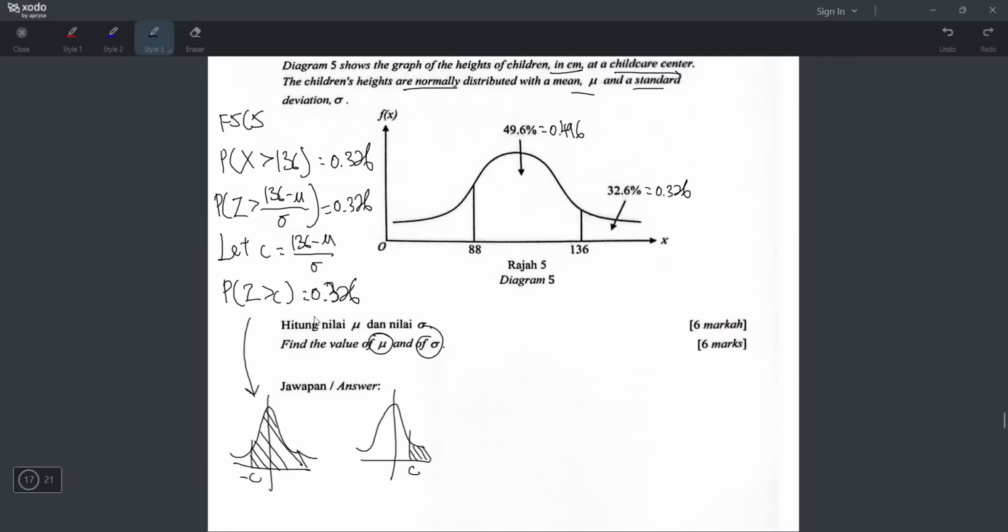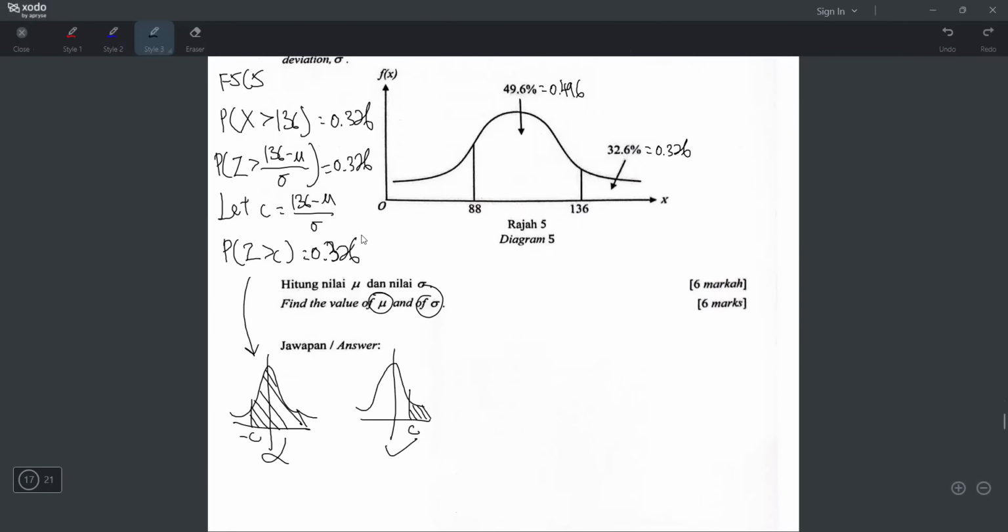And the way to do that is look at this value. If this value is bigger than 0.5, you choose the big region, the kawasan besar. If this one is less than 0.5, you choose the small region, the kawasan kecil. So now it's 0.326. So it's less than 0.5, so it's less than half. So tak logic kalau your region is besar. It should be like that. Because this one, the region is already more than half. It's already more than 0.5. It can't be 0.326. That's why we will reject this one and go with this. So now we know for sure our C is positive.